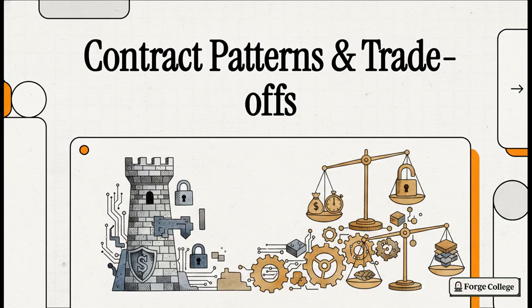In our last lesson, Audit Methodologies Overview, we really figured out how to lock the doors and make our code bulletproof. But today we're pivoting. We're moving from just securing safe code to actually building truly scalable architecture. We are diving straight into our introduction to contract patterns and trade-offs.